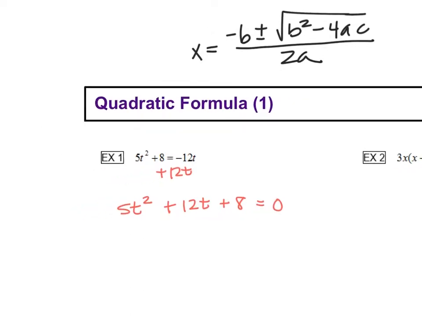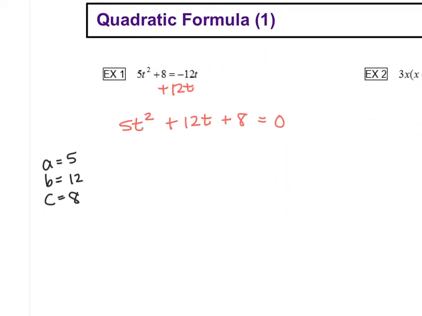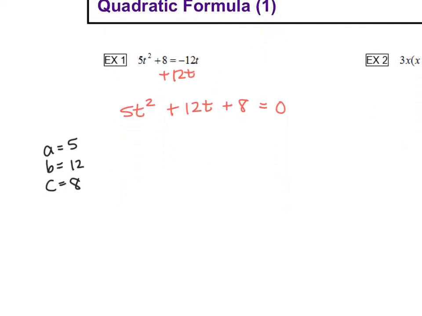Alright, this is standard form, by the way. You want that in the proper order. That's why I put the 12t in the correct spot. Now let's go ahead and identify our a, b, and c. A is the number in front of the t squared, which is 5. B is the number in front of t, 12. And c is the number on the end, 8. So now we'll just follow our quadratic formula and plug everything in. Feel free to sing the song.